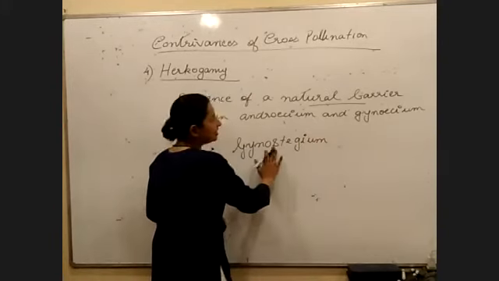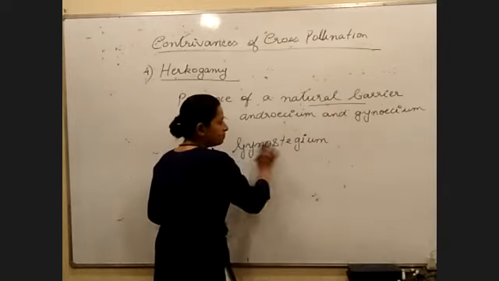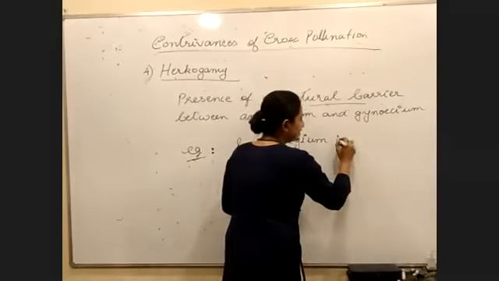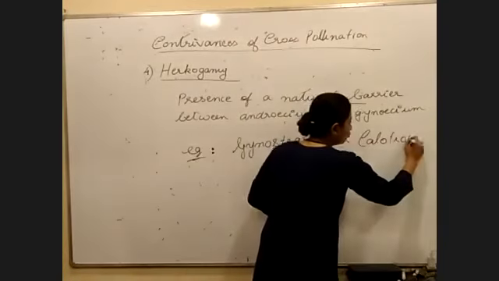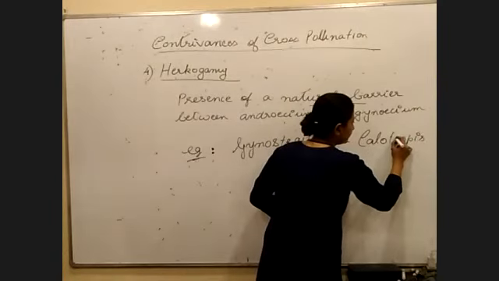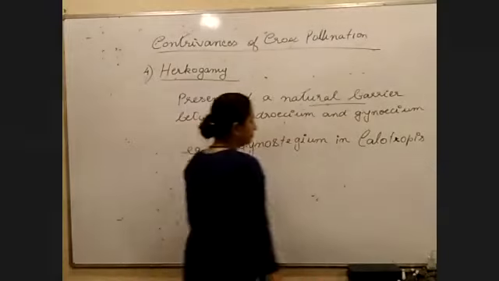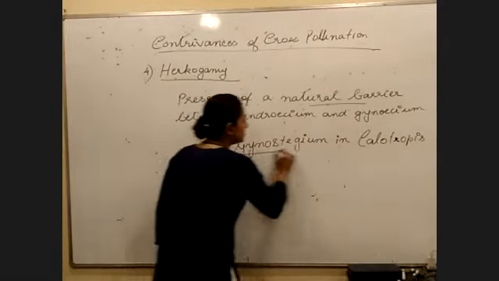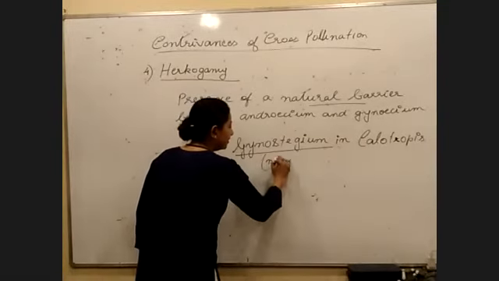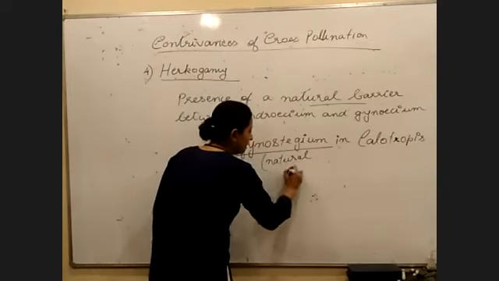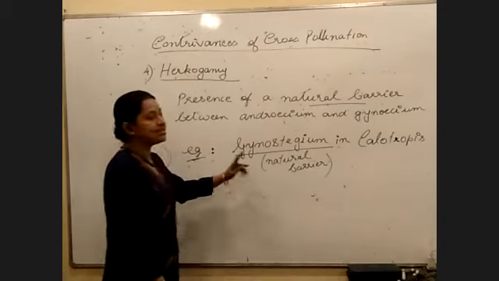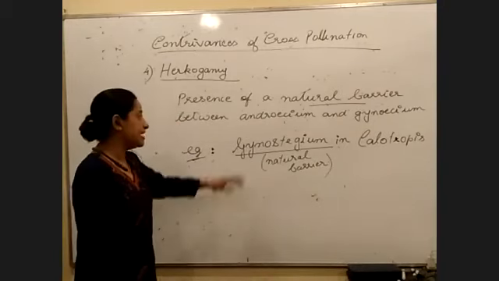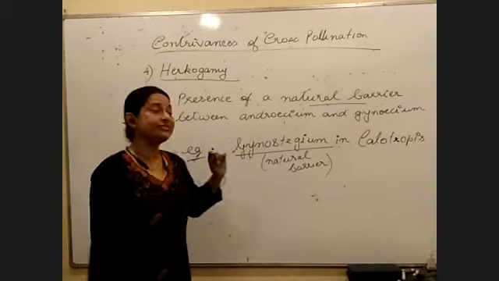And this gynostegia, or the natural barrier, is seen in a plant called Calotropis. Right? Gynostegia is the keyword. It is the natural barrier because of which self-pollination does not take place. Now, what is the meaning of gynostegia?